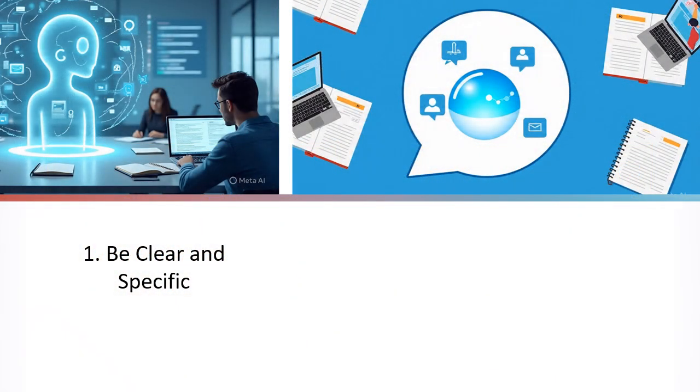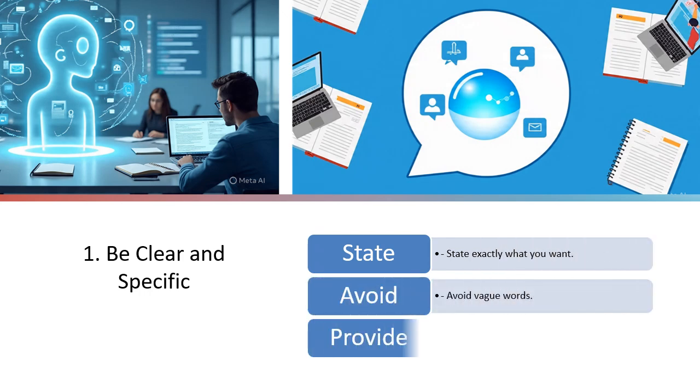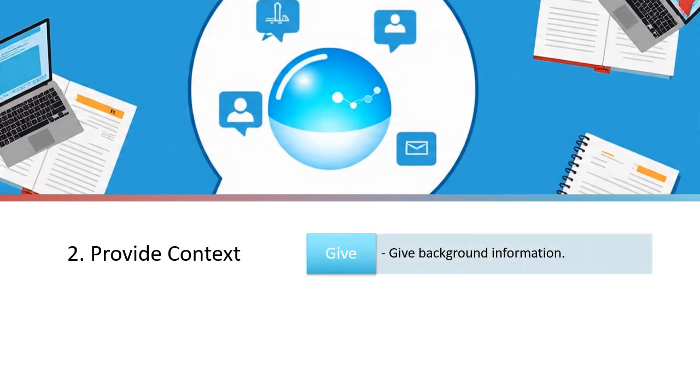Be clear and specific. The first rule is to be clear and specific. Avoid vague or broad requests. Instead, state exactly what you want. For example, instead of asking, "Tell me about science," you could ask, "Explain the laws of motion in simple terms for school students." Adding details about tone, format, and audience improves the quality of the response.